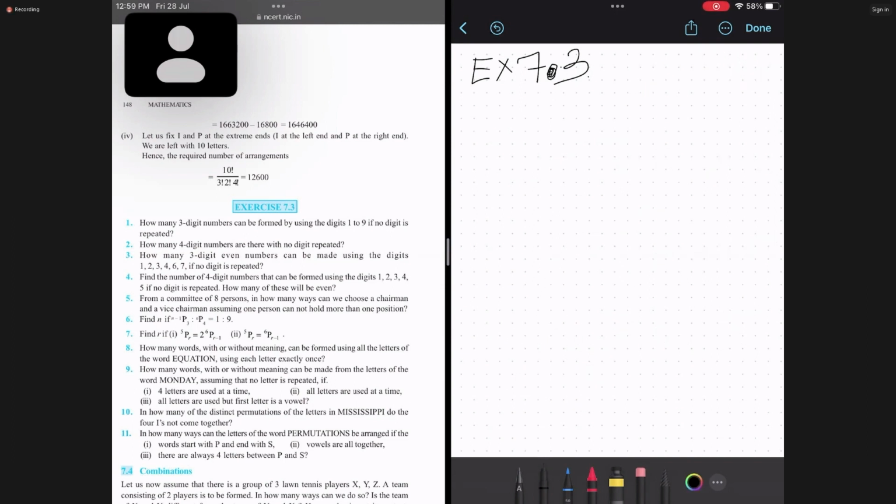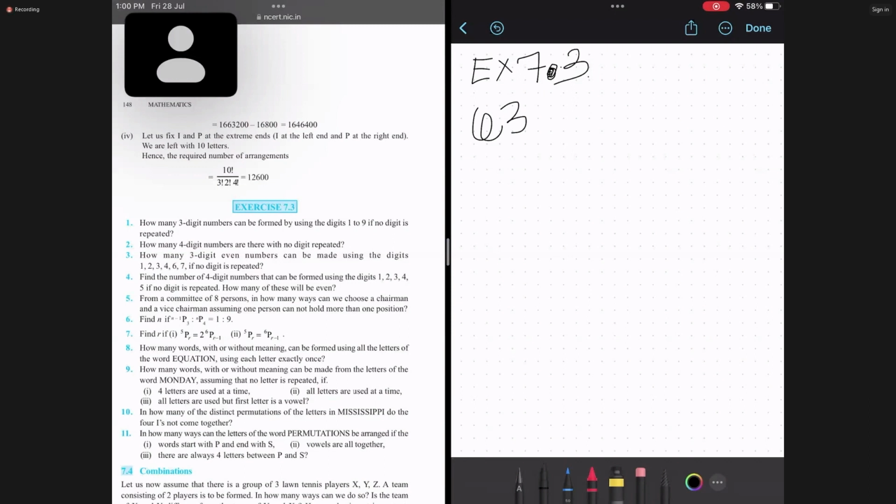Now we move on to the third question. Yeah, question number 3. How many 3-digit even numbers can be made using the digits 1 2 3 4 6 and 7 if no digit can be repeated? Correct.